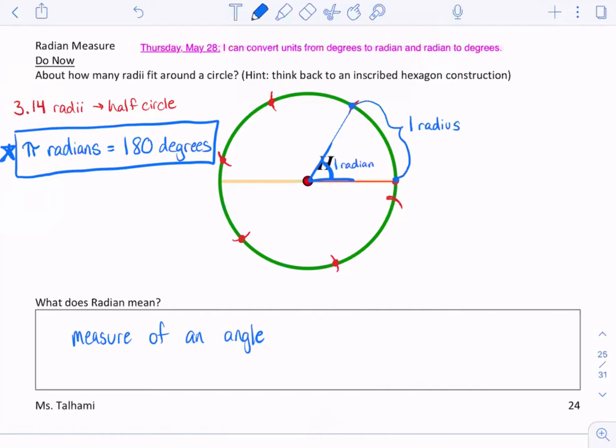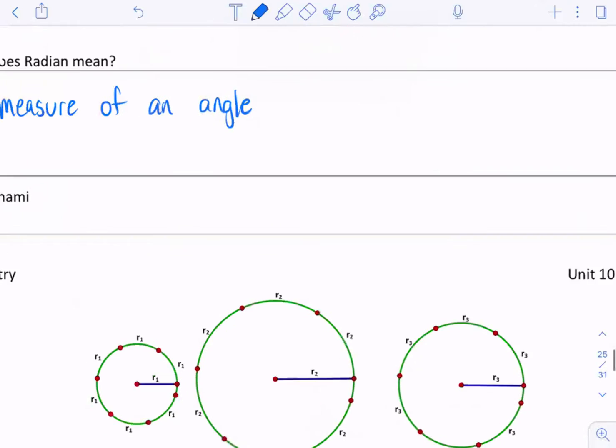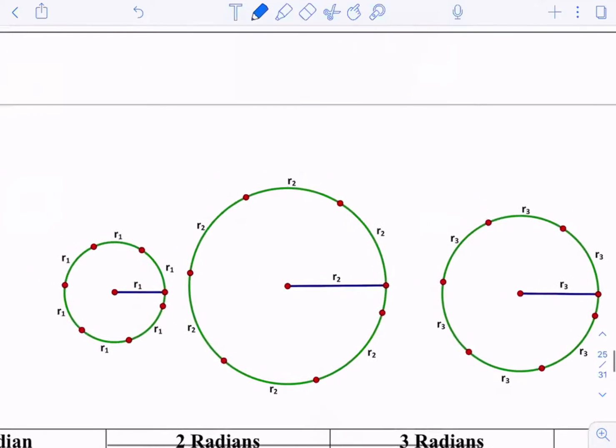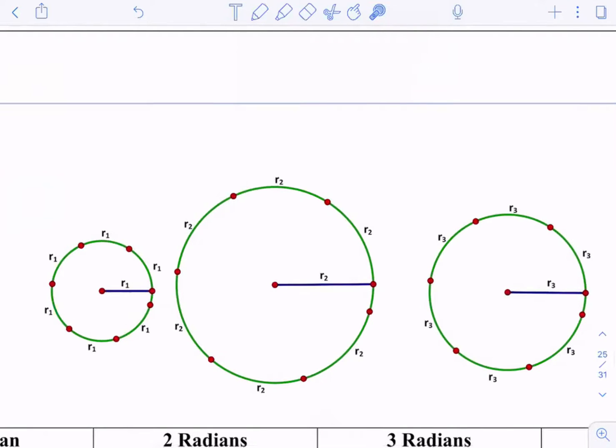Great. So, Ms. Murphy, do you think the number of radii that fit around the circle changes if I make the circle bigger or smaller? No, it would not. Just as if I think of degrees, if it's a big circle or a small circle, there's 360 degrees total. So I just want to show you a picture of 3 different sized circles. And I want you to note the number of radians around it. So here's radius number 1 because it's a small circle. 1 radius, 2 radius, 3 radius, 4 radius, 5, 6, and a bit more.